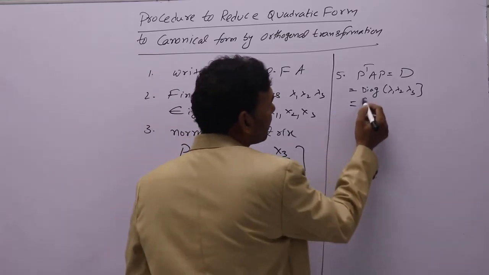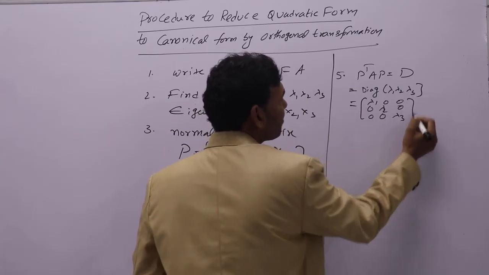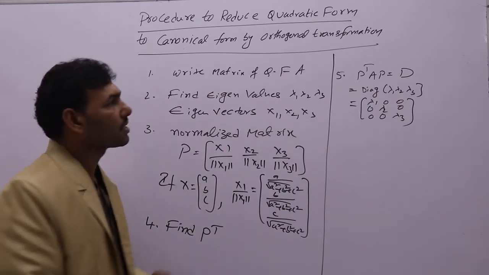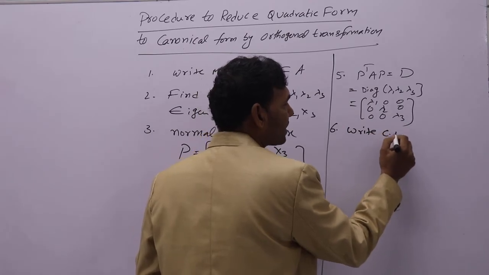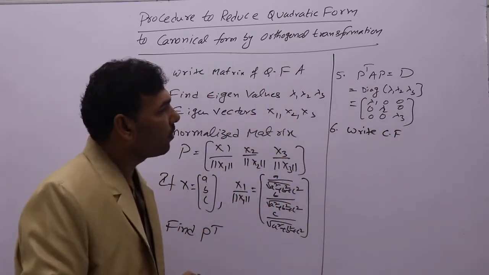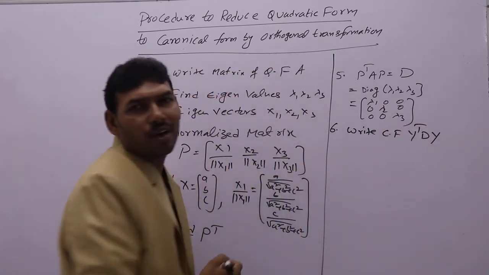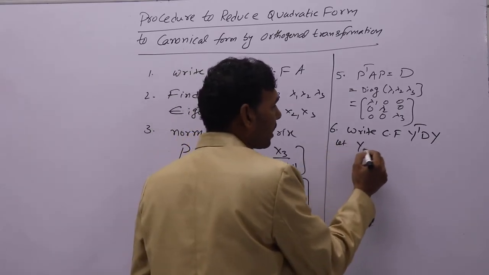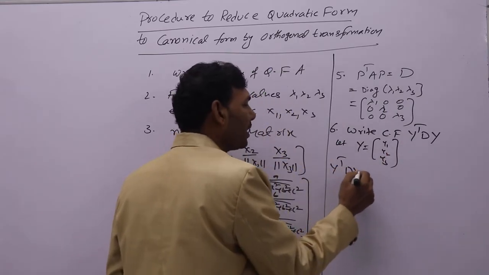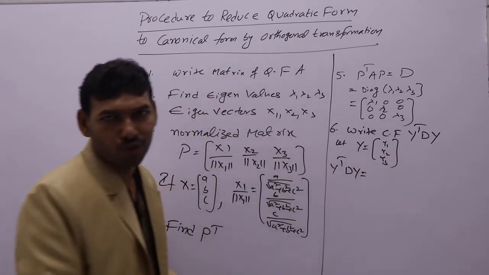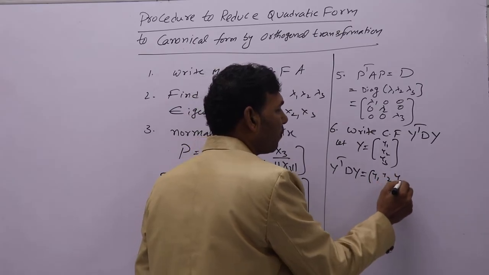What I mean to say is, you will have a matrix like this. This I am calling D. After getting the D matrix, write the canonical form of the given quadratic form. That canonical form is y transpose D y. Generally, for every problem, y is y1, y2, y3. Y transpose means the column matrix becomes a row, so you get y1, y2, y3.